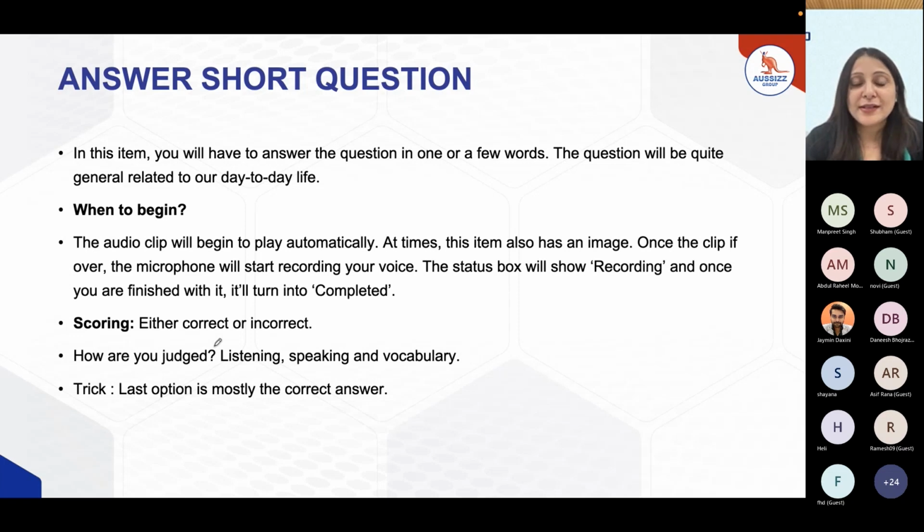That's it. So once you get the timer on, start speaking within 3 seconds. Otherwise, the mic will go off and your answer will not be recorded. This was about the speaking section. 5 tasks, 4 are very important. Answer short question is a very low score task.